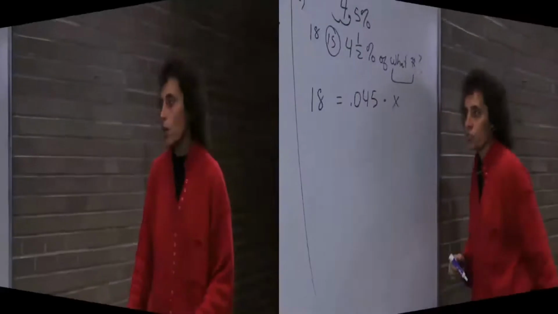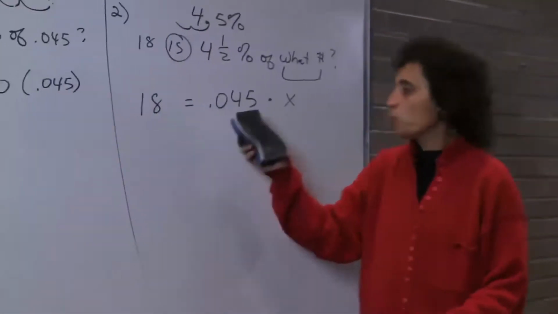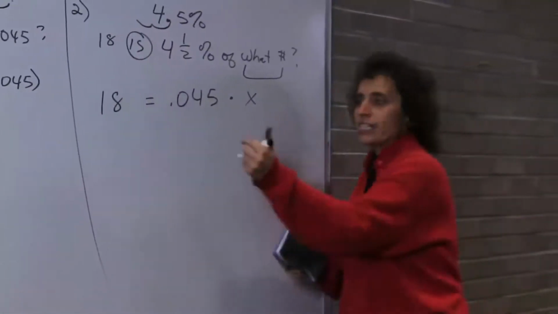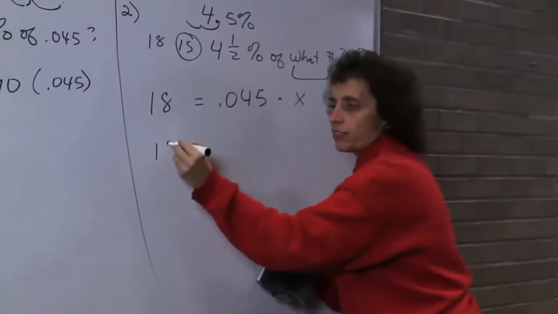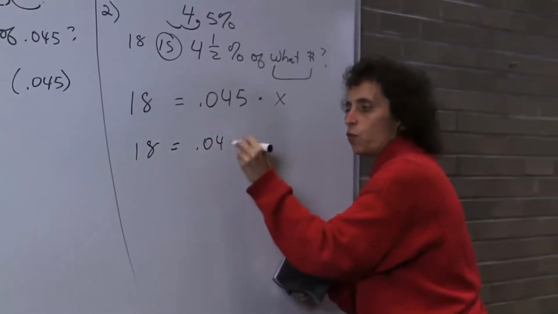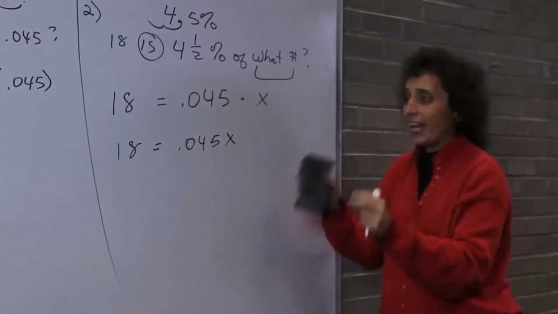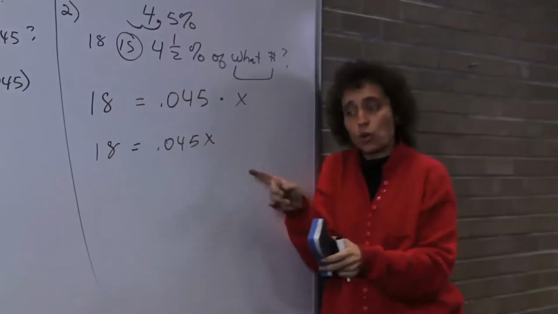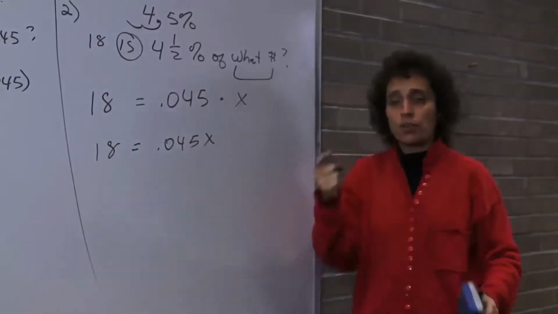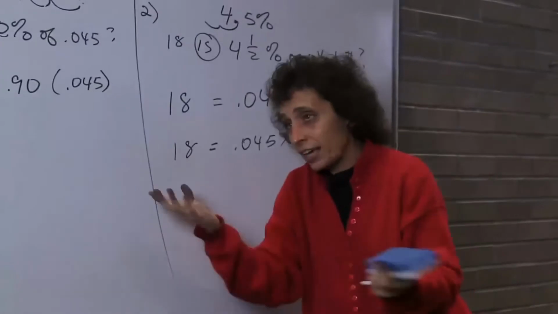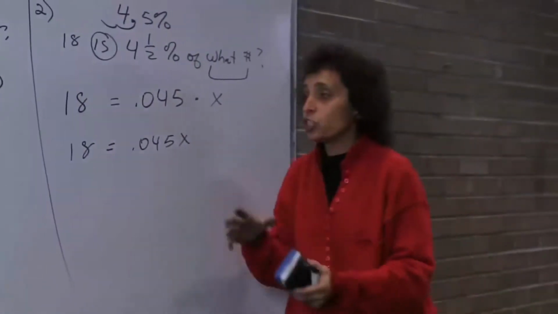So that's x. Okay, so 18 equals 0.045x. You don't really need the dot there, so I would write it as 18 equals 0.045x. That's your answer to those questions in your workbook, just putting it into symbols. But on the next page of your workbook, or beneath that, I'm not exactly sure where it is, it asks you to solve them.